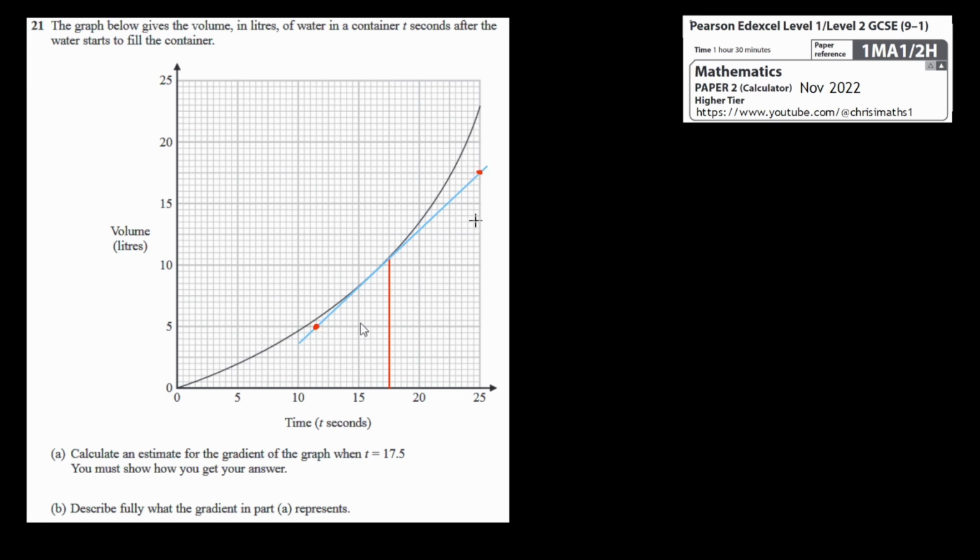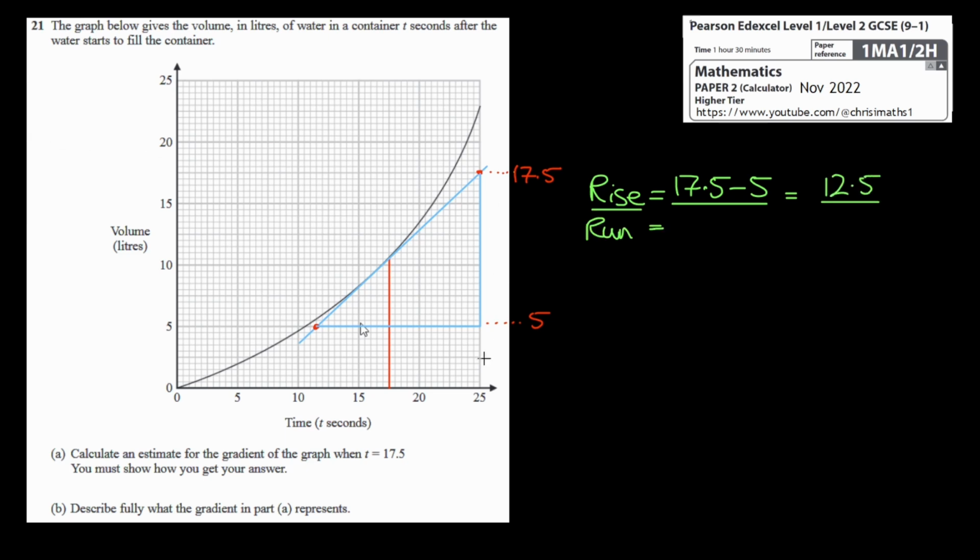So the gradient is the rise over the run. This will be 17.5 here, and this will be 5. So our rise is equal to 17.5 minus 5, and that is equal to 12.5. And we're dividing by the run, which in this case is 25 minus, this is 10, so that's 11.5, and this comes to 13.5. So it's quite near 1.